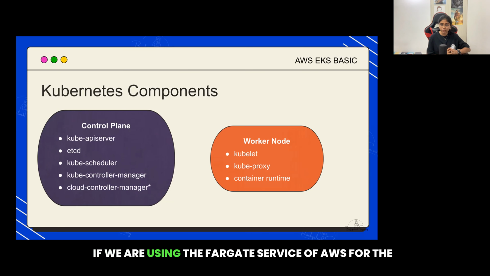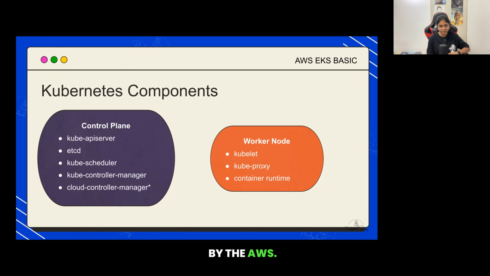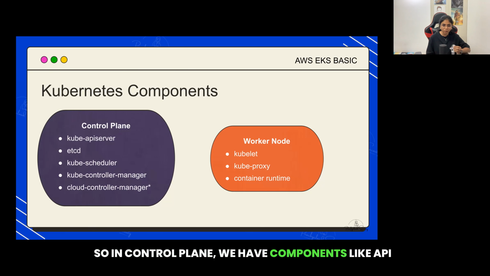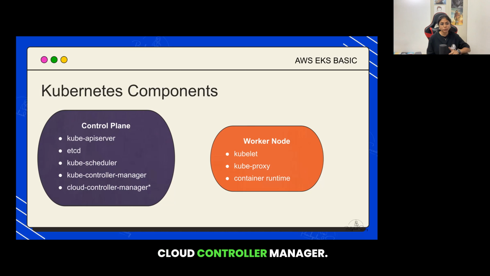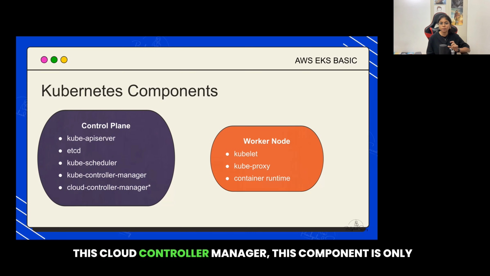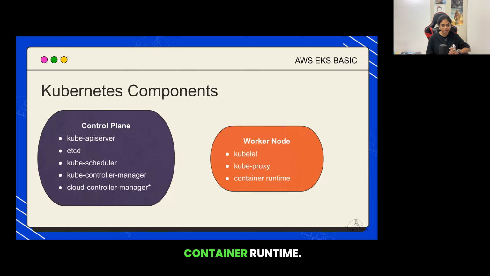If we are using the Fargate service of AWS for the worker nodes, then the worker nodes are also managed by AWS. In the control plane, we have components like API server, etcd, scheduler, Kube Controller Manager, and Cloud Controller Manager. The Cloud Controller Manager component is only present when Kubernetes is managed by a cloud provider. It is used to communicate with the cloud provider APIs. In the worker node, we have kubelet, kube proxy, and a container runtime.